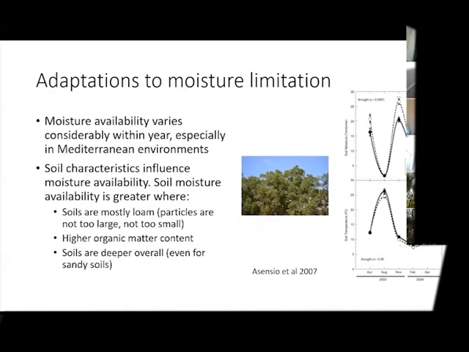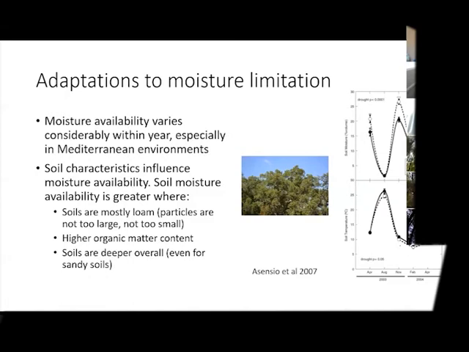Okay, so how do plants deal with moisture limitation? The first thing I want to point out is that moisture availability varies within the year, and this is pretty much always true, except in the wettest of wettest rainforests. It's particularly true in Mediterranean environments. Soil moisture varies just dramatically. It drops down to extremely low levels in the summer. It's hot and doesn't rain here during those periods.